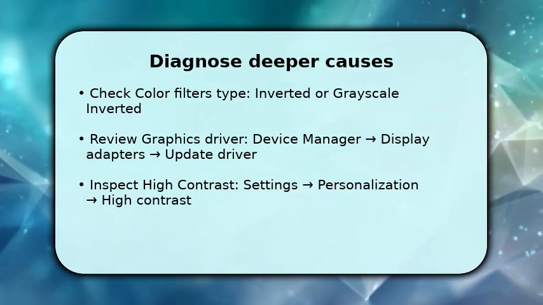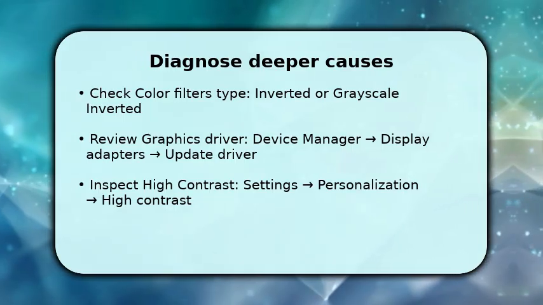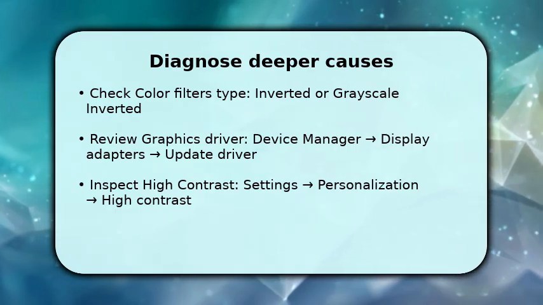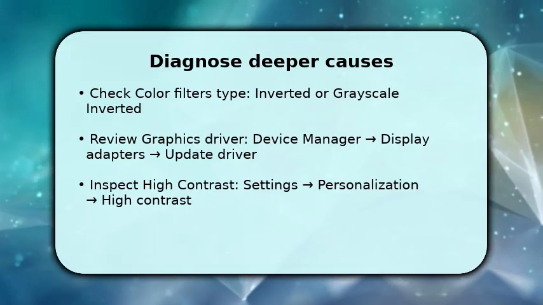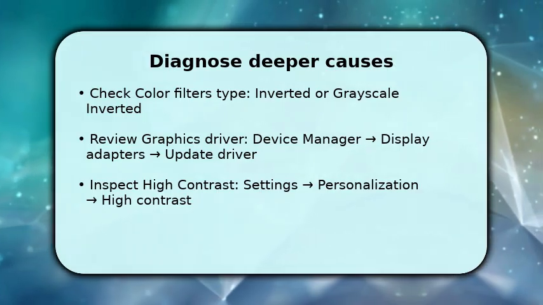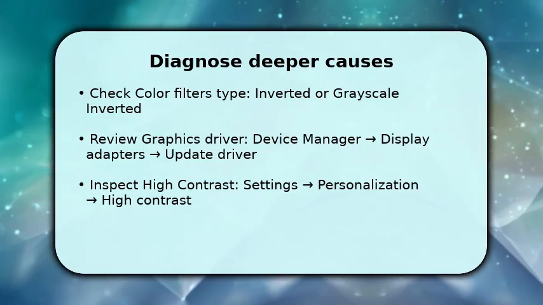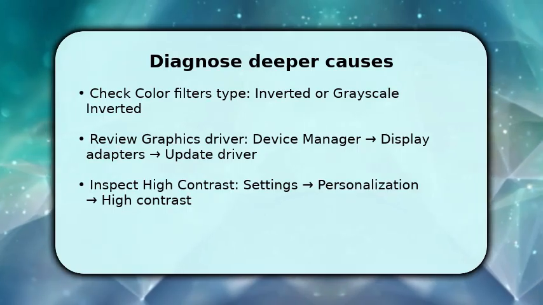Open Color Filters options and switch among filter types to confirm it's not a specific filter, because some apps override filters. Next, check Device Manager under Display Adapters and update or roll back the graphics driver. Display drivers often inject color anomalies. Also verify high contrast settings in personalization. High contrast themes can invert colors independently.